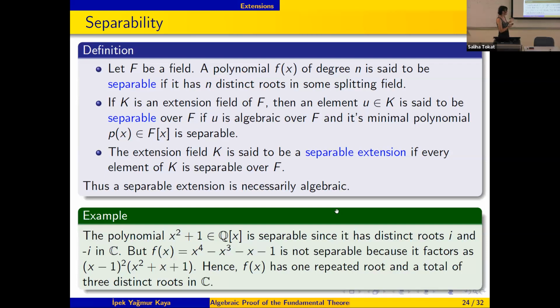Example: the polynomial x squared plus 1 in Q[x] is separable since it has distinct roots i and minus i in C. But the other polynomial is not separable because it factorizes as shown. Hence, f(x) has one repeated root and a total of three distinct roots.